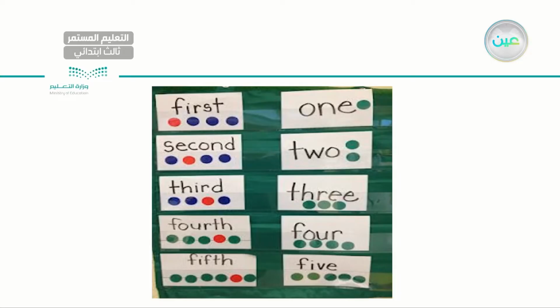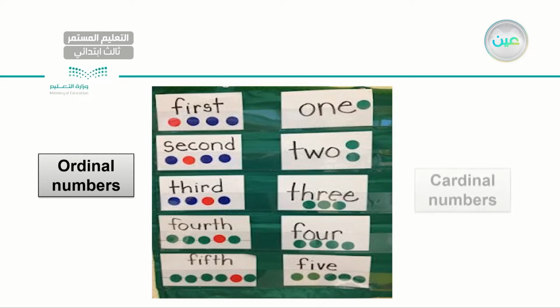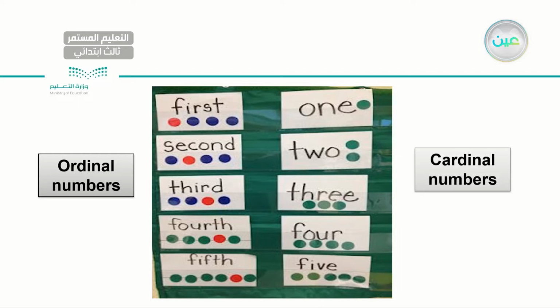Now, as you can see here, as I gave you in the previous revision, here I have two kinds of numbers. To your left, I have ordinal numbers. That's our lesson today. To your right, I have cardinal numbers. Let's try to differentiate between both of them. To your right, I have cardinal numbers.